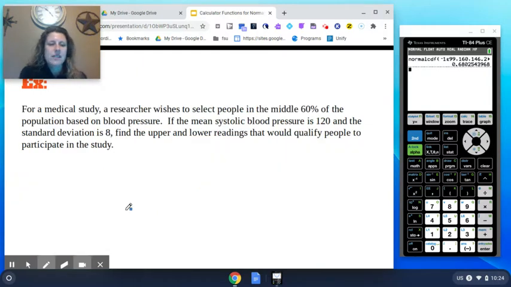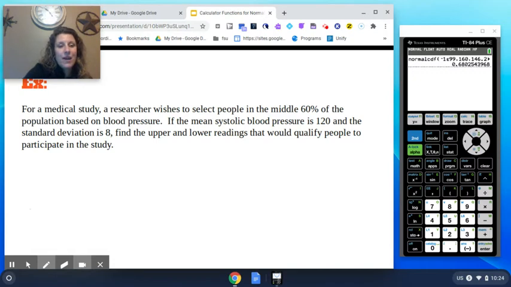Okay, for our next example, it says for a medical study, a researcher wishes to select people in the middle 60% of the population based on blood pressure. If the mean systolic blood pressure is 120 and the standard deviation is 8, find the upper and lower readings that would qualify people to participate in the study.